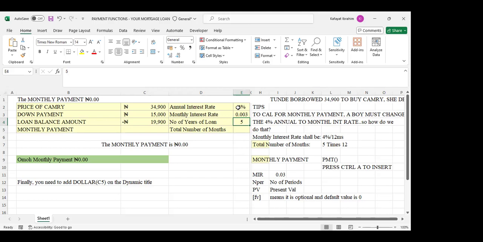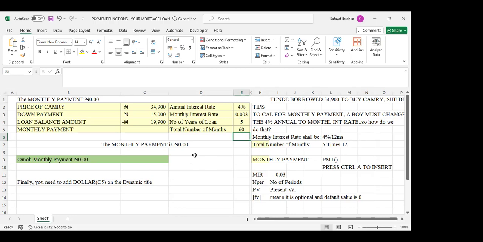Now, Mr. Tunde has how many years to pay the loan? 5 years. If you want to convert that 5 years to months, how do we get the number of months? 12 times 5 years. Good, perfect. Please do that. Equals to, click on the 5, multiply by 12. Nice. Now we have everything set, right?